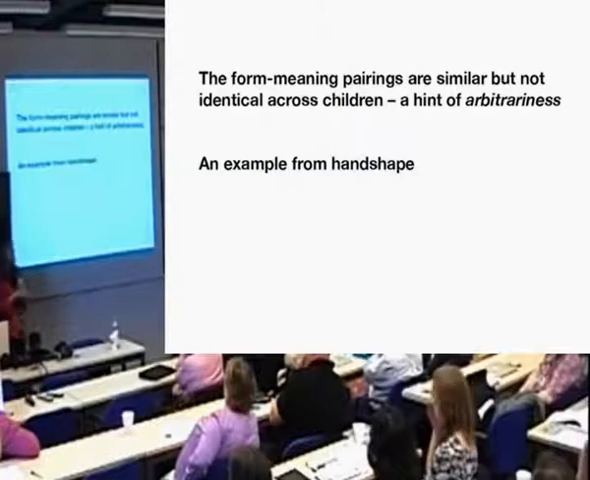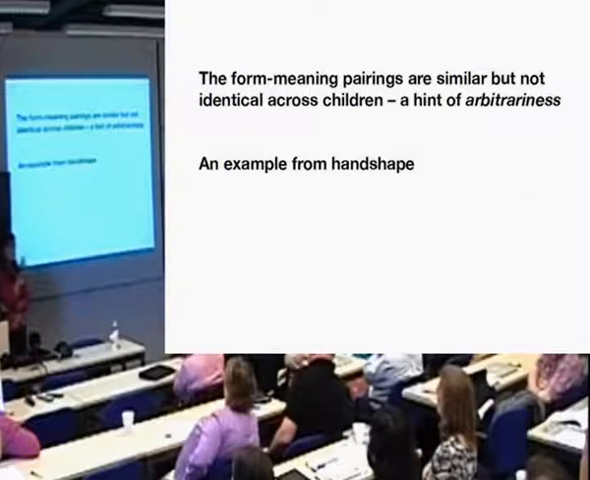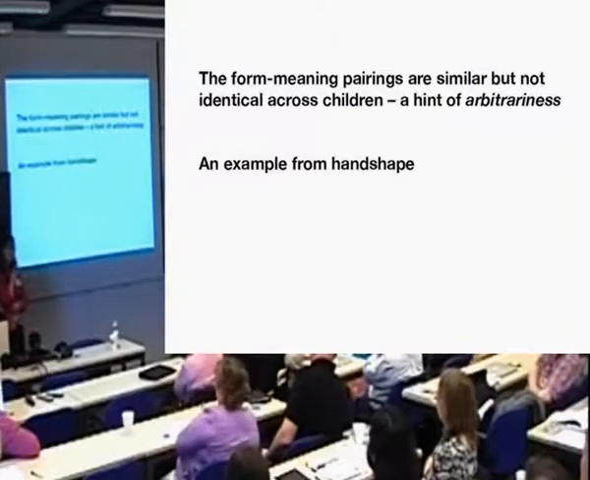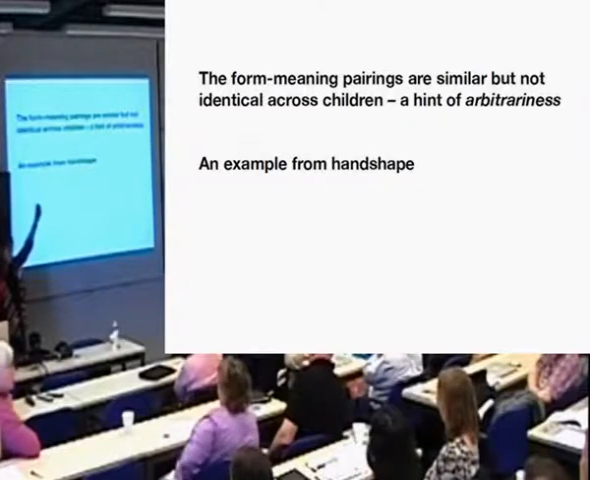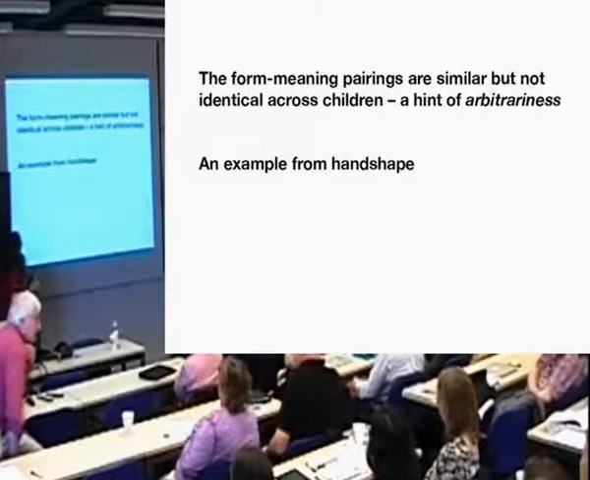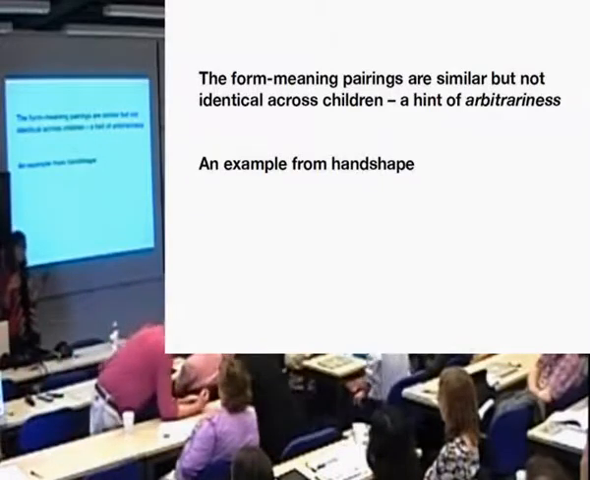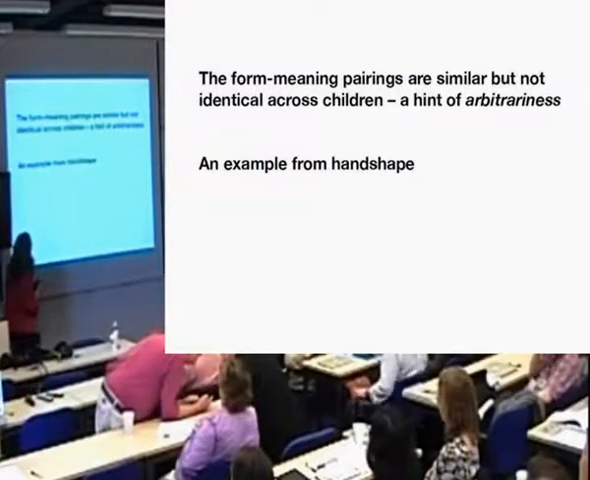Okay, all right. So these form-meaning pairings are actually similar across the kids, but they're not identical. It has to be relatively iconic. These kids are making this stuff up. In order for it to be understood, it better be relevant. You're not going to use something like this to mean holding a small TV. It would not be comprehensible. But within the borders of iconicity, there is some amount of arbitrariness.